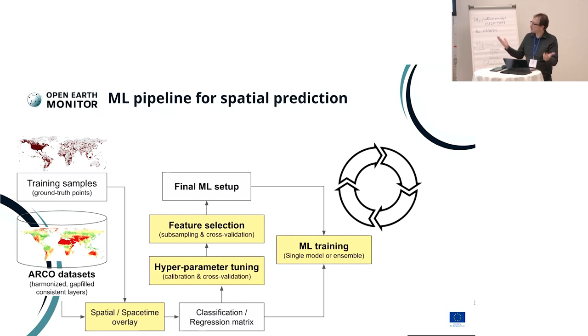It's nothing special. You have different formats, so you can save as Parquet, but it can be a CSV. The most important thing is that you need this space-time or only spatial overlay that matches the pixel value with the points. In the machine learning pipeline, you have different ways to do it, but in general what we do is hyperparameter tuning and feature selection, and we can test the model, and you have the machine learning training, and in the end you have a model that you can apply to the data.